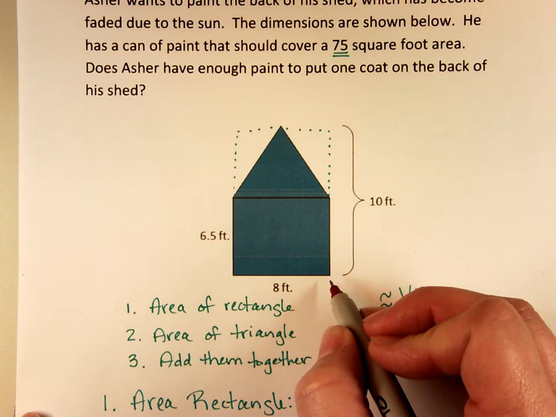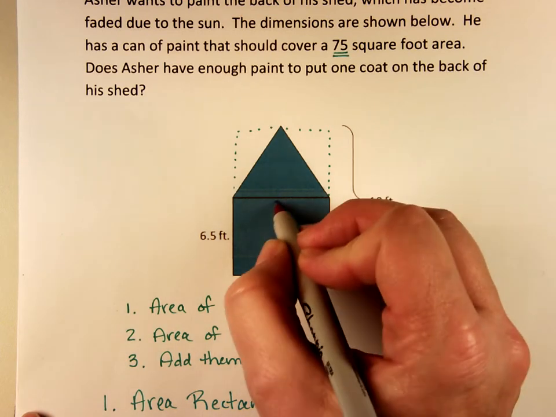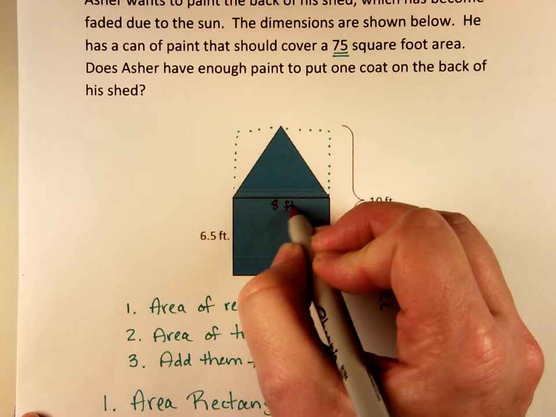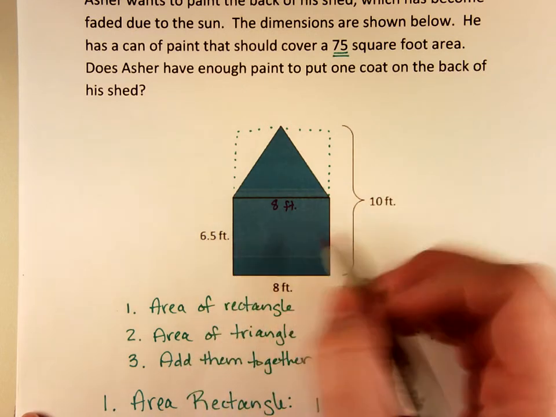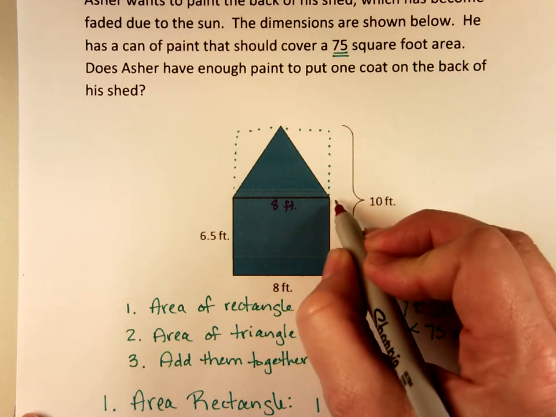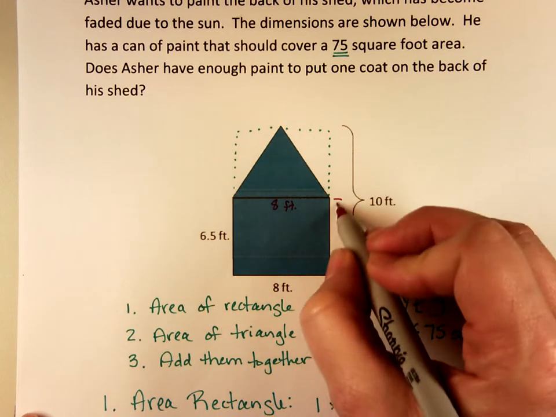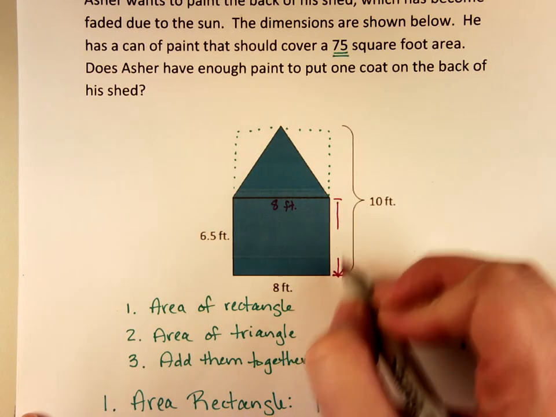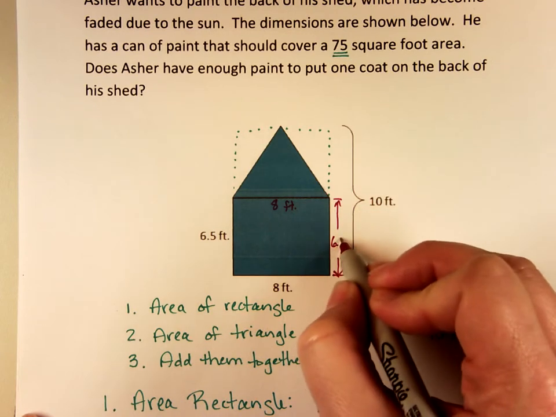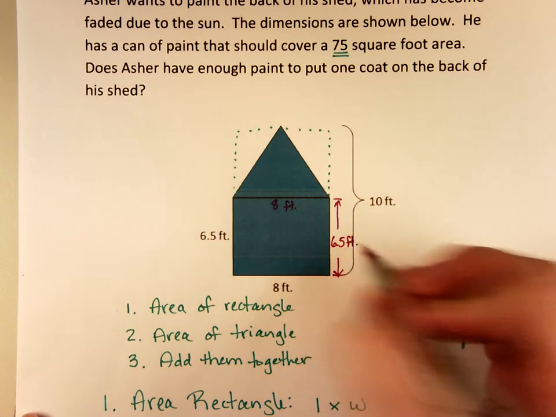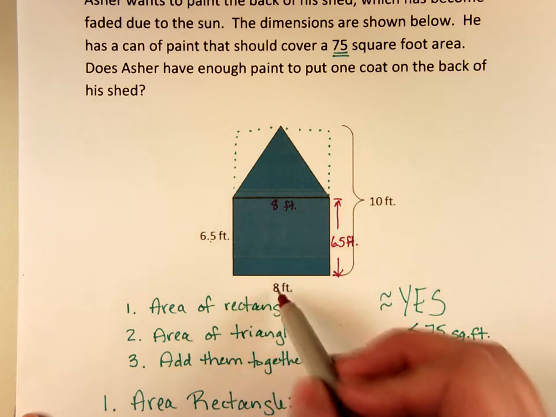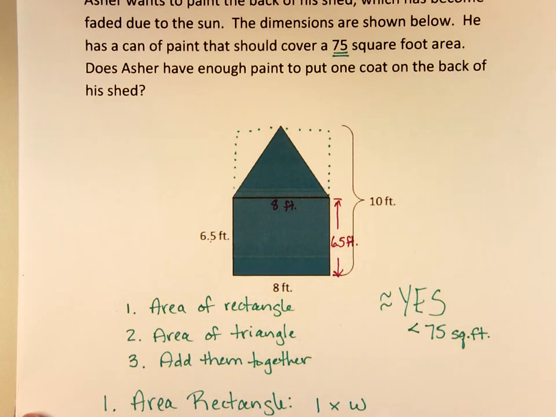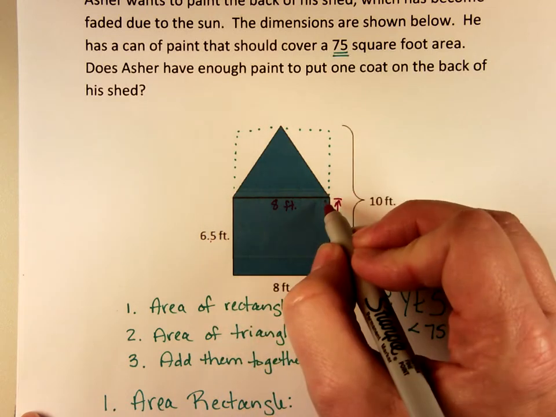Property of rectangles means that the other side is also going to be 8 feet. In fact, let's just go ahead and pull this one over. 6.5 feet is this section here. From here to here, 6.5 feet. Rectangles have two sides that have equal length, 6.5 and 8. So now I have the base of my triangle.